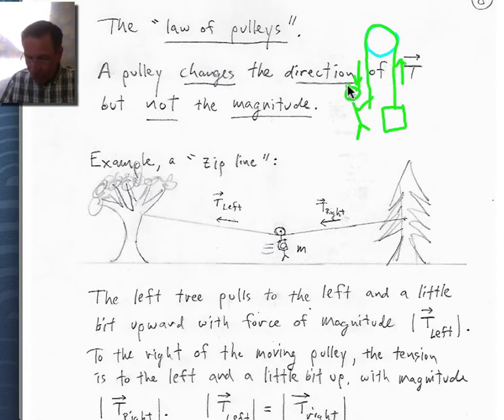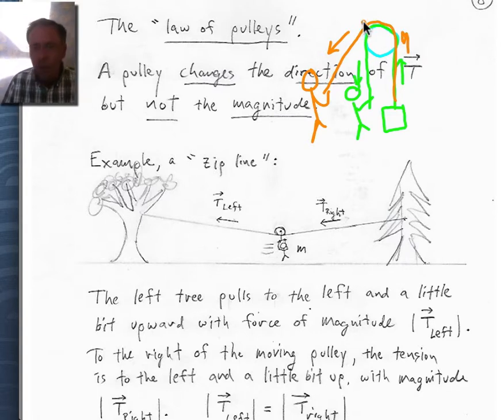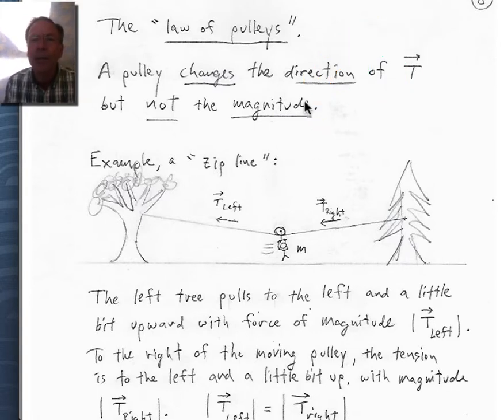In the book, they've got another case, which is maybe even more interesting. Instead of the guy pulling down, in the book they have a picture of a guy pulling at an angle, and the tension is this way here and this way here. Anyhow, that's the law of pulleys. The magnitude of the tension in the rope is not changed, but the direction is.